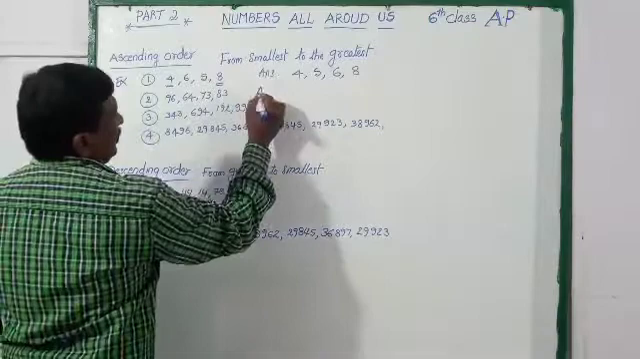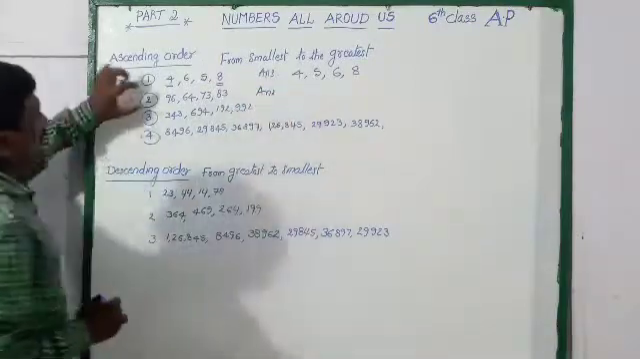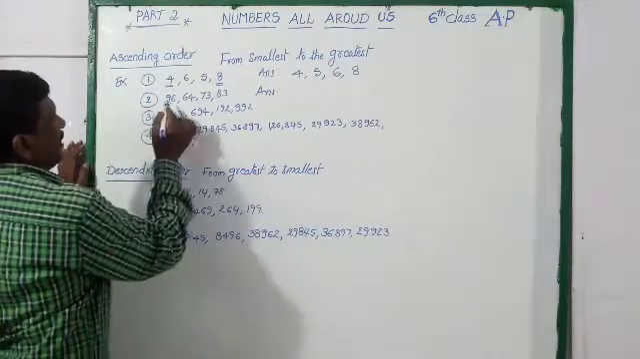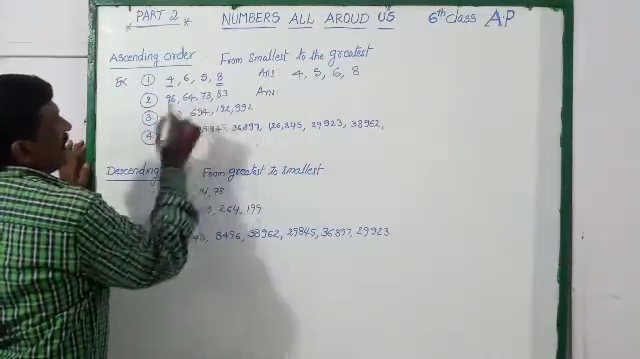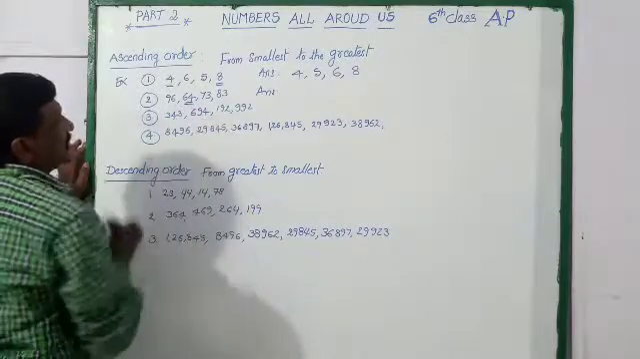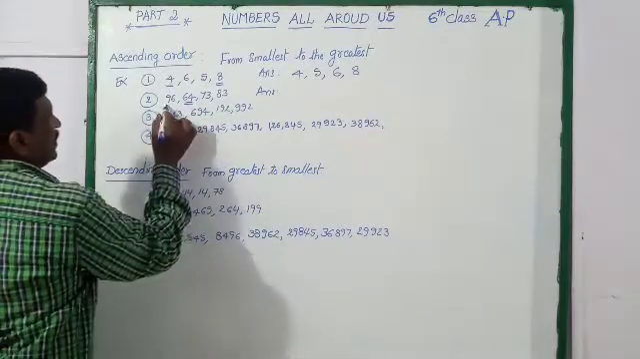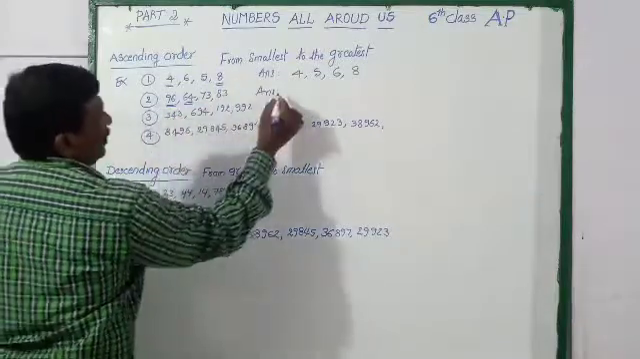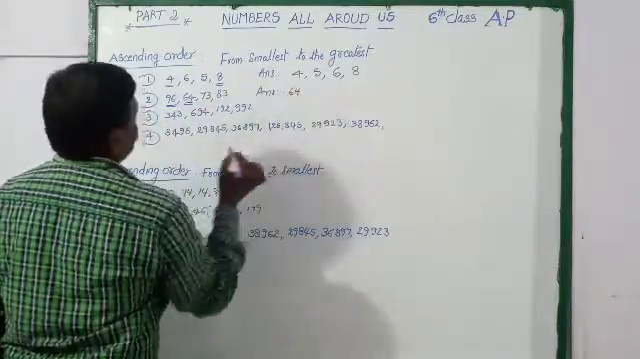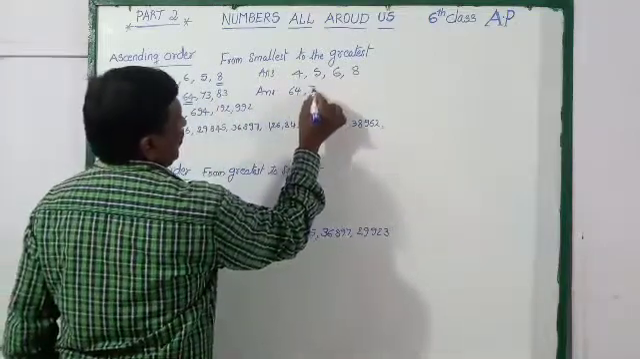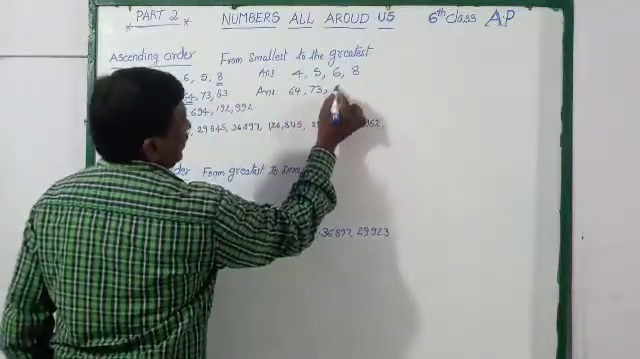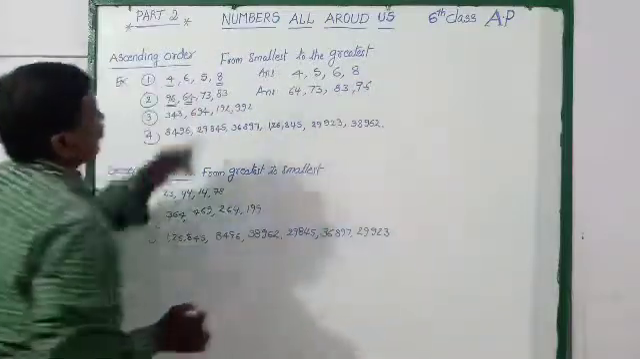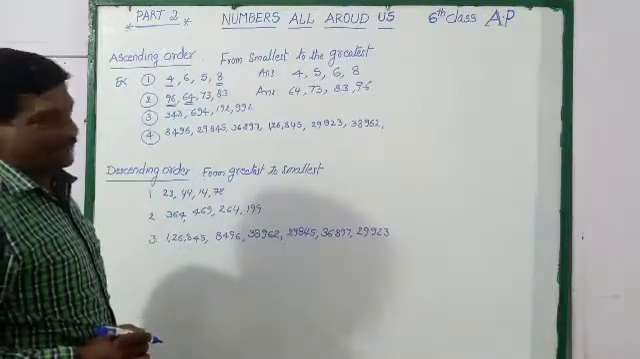Next, the second row. In this row, which is smallest? 96, 64, 73, 83. Smallest is 64. Greatest is 96. From smallest to greatest: 64, next 73, next 83, next 96. So from smallest to greatest.